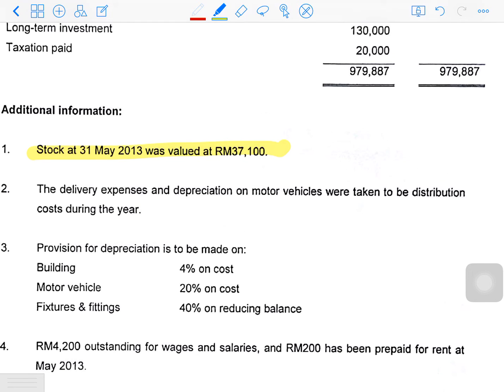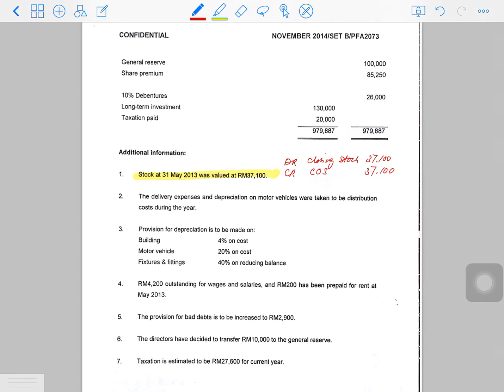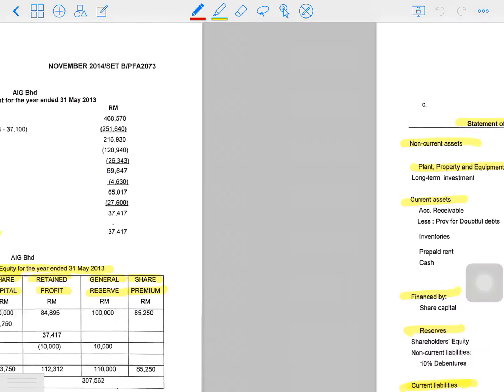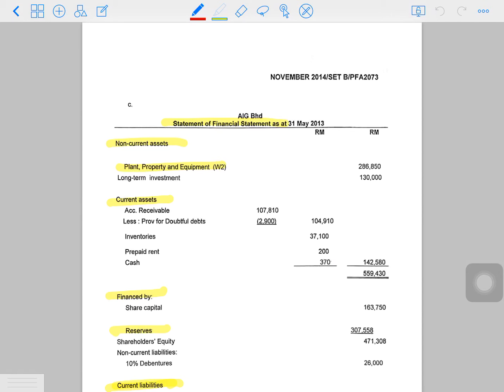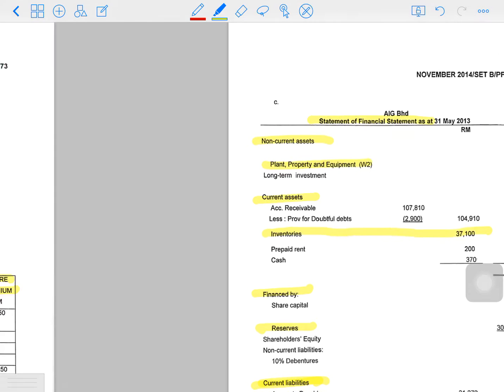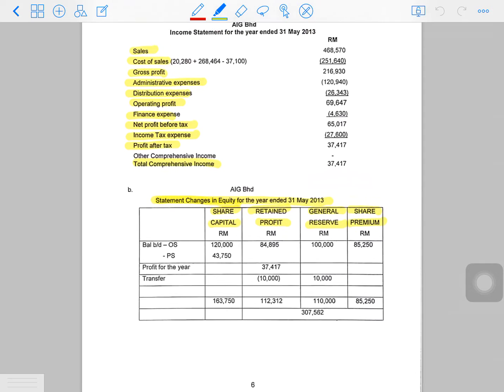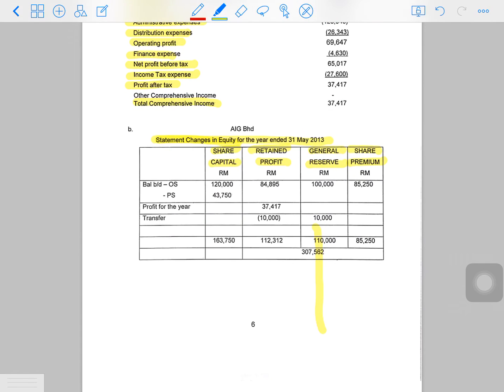So the double entry for closing stock is debit closing stock 37,100 and credit cost of sales 37,100. The debit closing stock will be in your financial position, put in inventories or closing stock under current asset. And the credit goes into cost of sales.